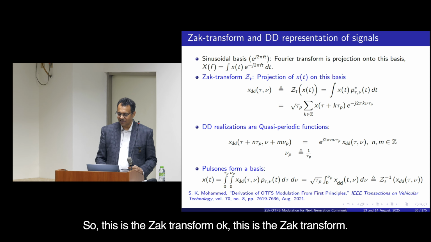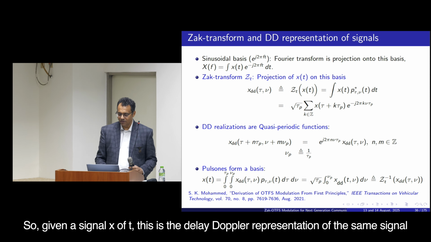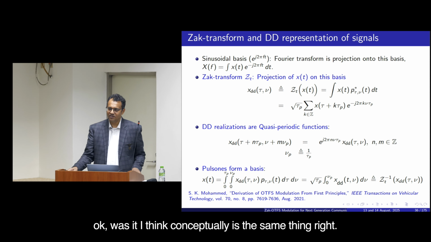So, this is the Zak transform. This is the Zak transform. So, given a signal x of t, this is the delay Doppler representation of the same signal. I think conceptually it is the same thing.